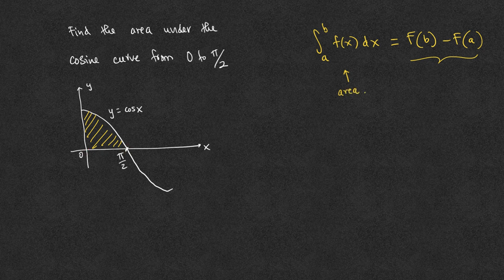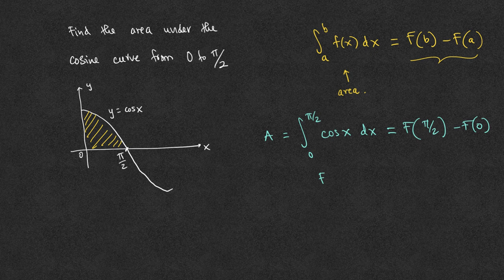above the x-axis. And so, in this case, the area under the curve above the x-axis from 0 to pi over 2 of the function f of x, in this case, it is cosine of x dx. And this will be F of pi over 2 minus F of 0. What is F of x?